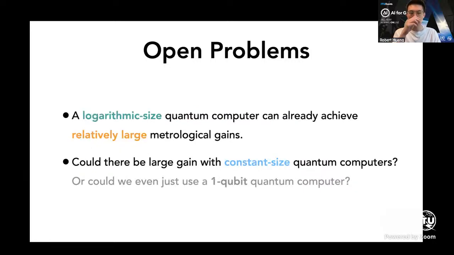Another direction is that the quantum computing enhanced sensing strategy that we have been considering utilizes a logarithmic sized quantum computer to do Grover search. And as we have shown, this can already achieve a relatively large metrological gain. But in practice, for example, in an NV center, the nearby defect is just a constant amount. We cannot scale it up. So is it possible that even when we have a constant size quantum computer, or even just a single qubit quantum computer, that could already lead to some large metrological gain? So that's another interesting question to study further.